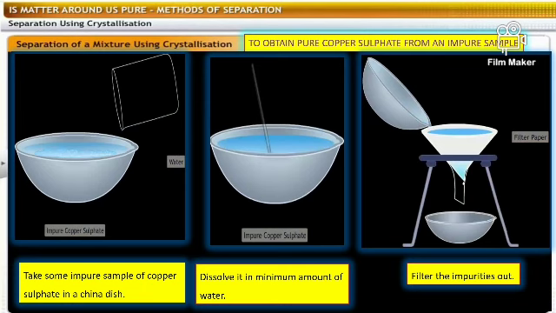Next method is crystallization. In this method we will discuss how to obtain pure copper sulfate from an impure sample. So step by step what we have to do. Step 1, take some impure sample of copper sulfate in a china dish. Dissolve it in minimum amount of water and then shake it well. Step 3, filter the impurities out. Whatever impurities are there, we will filter them using filter paper and we'll get copper sulfate solution as a filtrate.